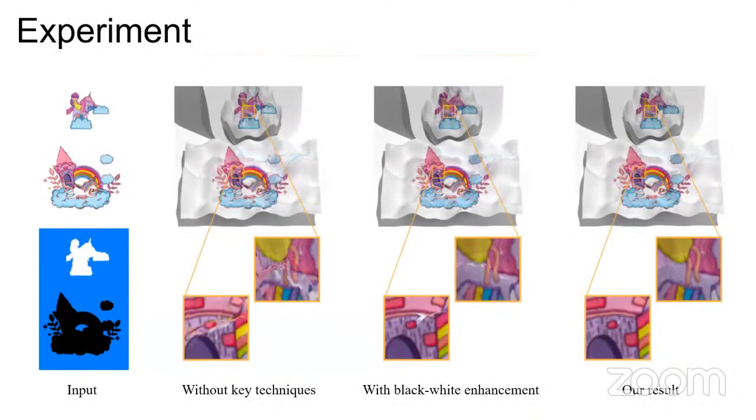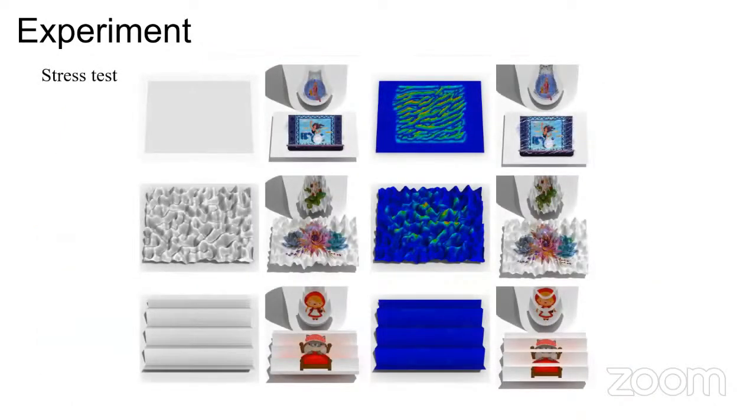Here we show the comparison result of our key techniques. From left to right is the result without any key techniques, the result using only black-white enhancement, and our result. We can see our result has the lowest visual difference. We also perform a stress test of our method with 3 typical input surfaces, along with 3 different input images. The figure demonstrates the robustness of our algorithm.